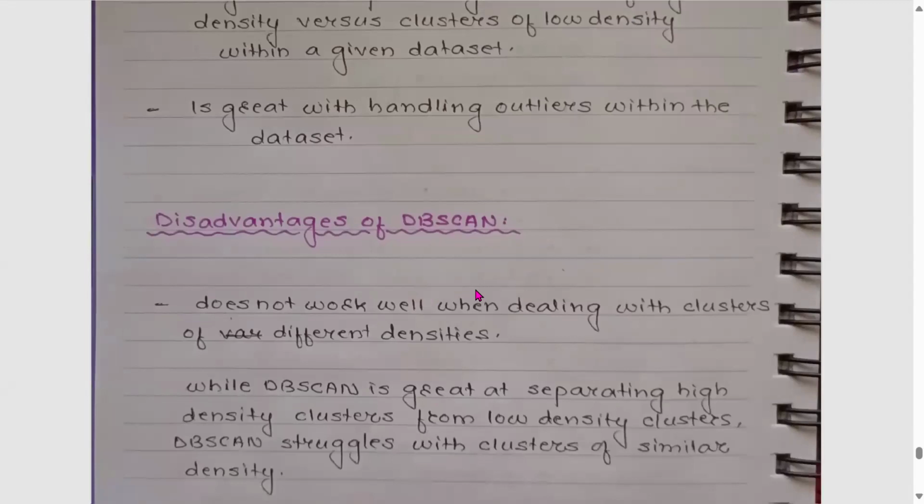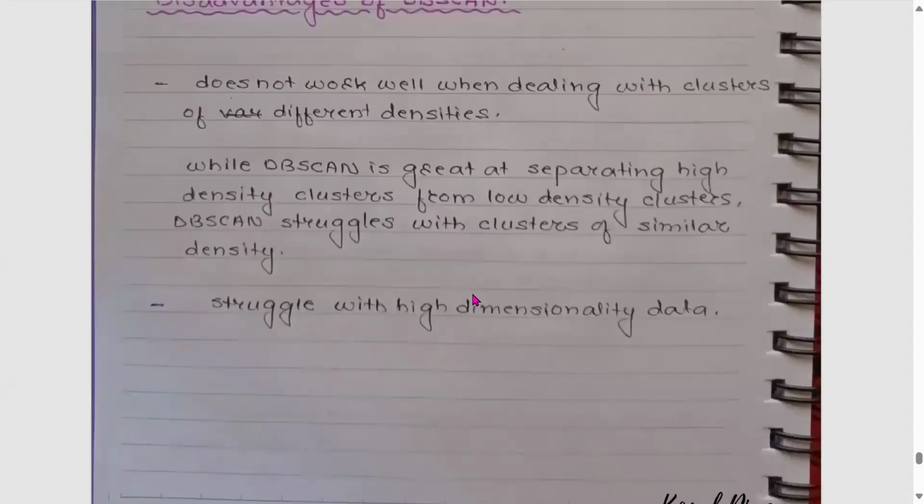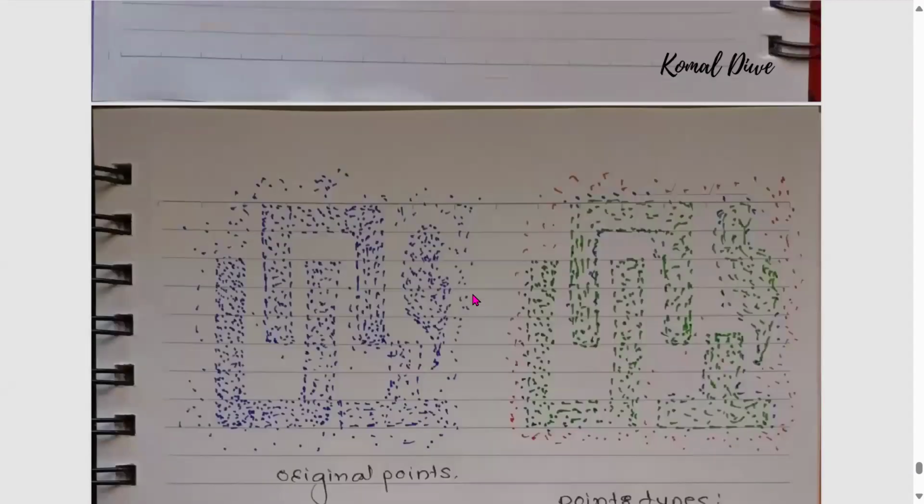Disadvantages of DBSCAN: it does not work well when dealing with clusters of different densities. While DBSCAN is great at separating high density clusters from low density clusters, it struggles with clusters of similar density, and it struggles with high dimensionality data.